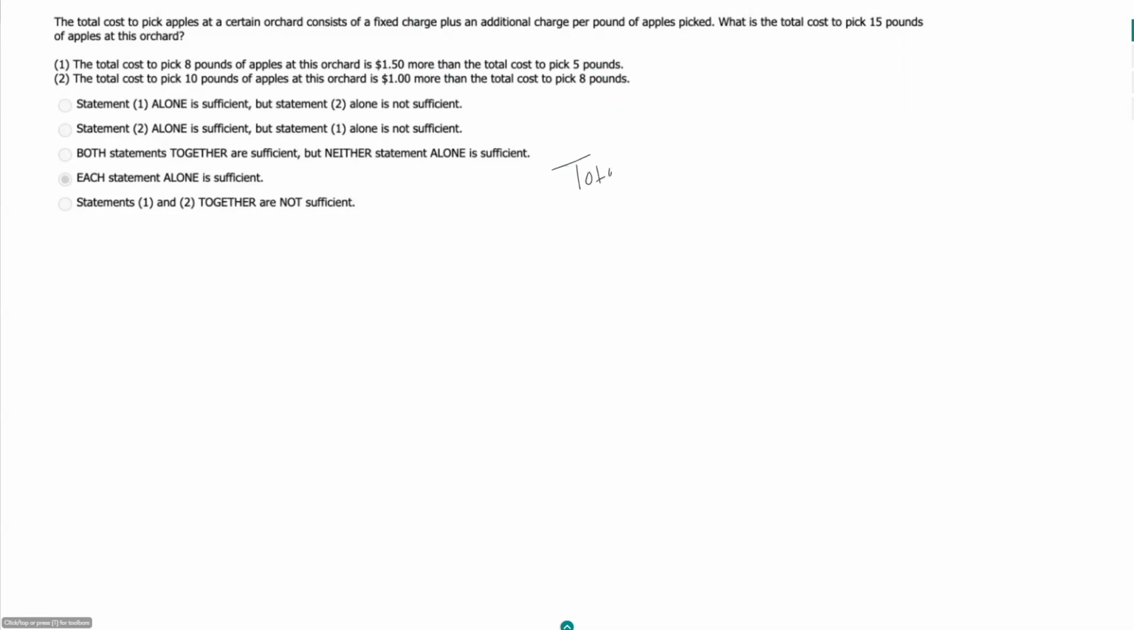We know the total cost of our apples is going to be equal to some fixed amount, F, plus an additional cost per pound of apples picked. So if we want to pick 15 pounds, our variable cost is going to be 15 times the price per pound of apples. So P is price per pound.